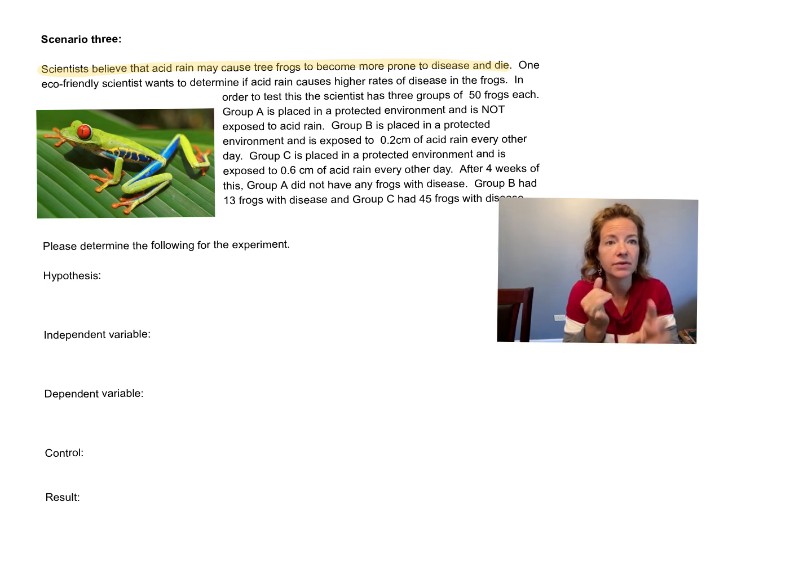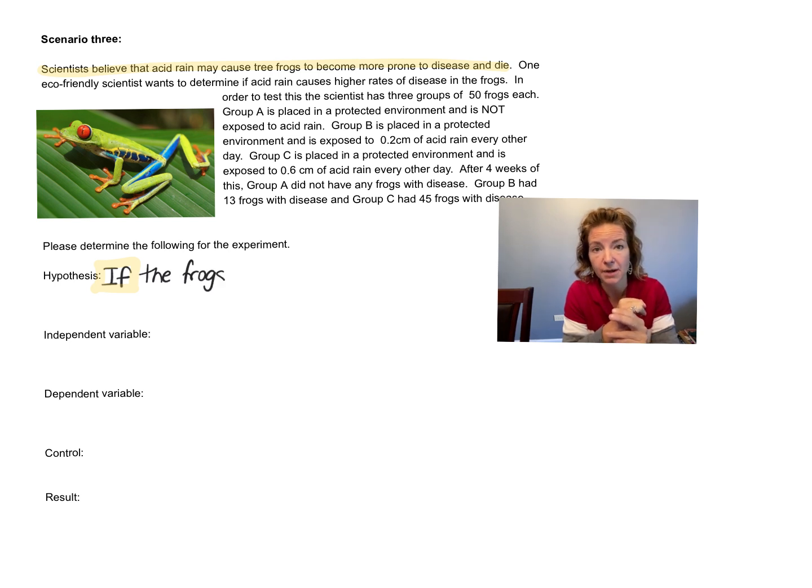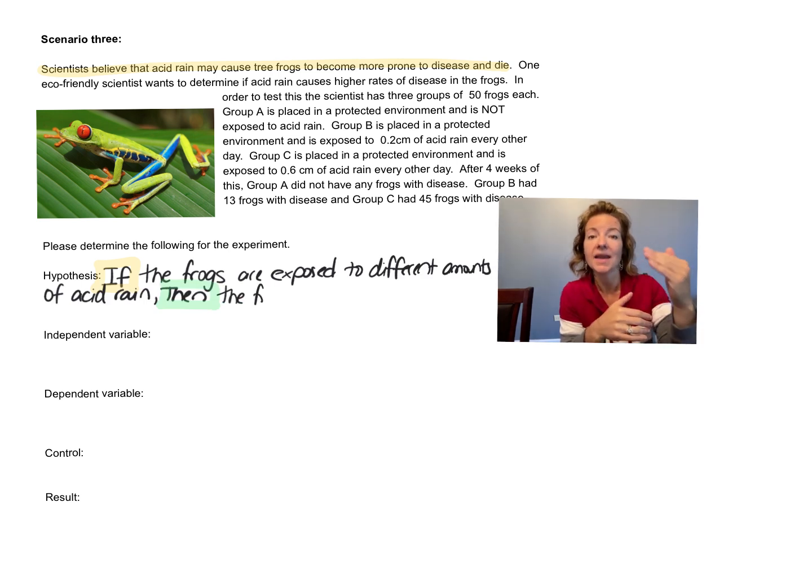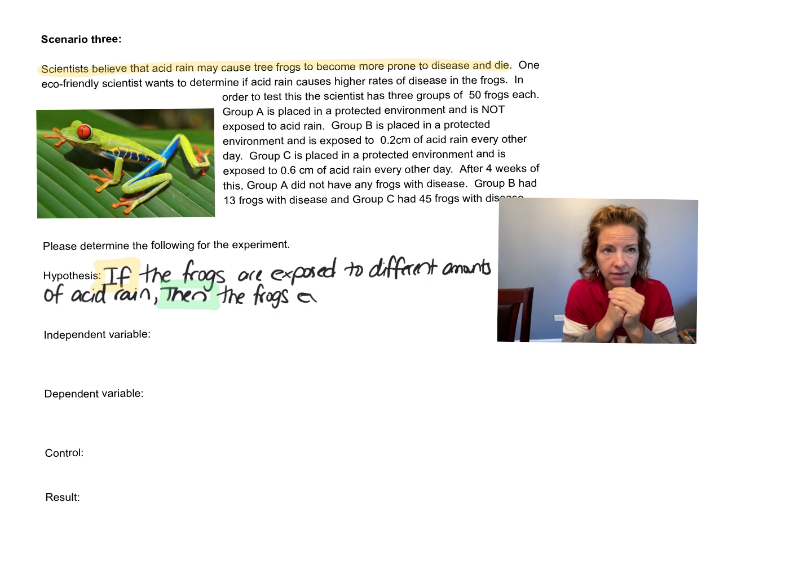So the hypothesis, the if part: what are you changing? We can see that we've got group A and group B and group C, and each of the groups is being exposed to different amounts of acid rain. So if the frogs are exposed to different amounts of acid rain, then what do I think is going to happen? Then the frogs exposed to the highest amount of acid rain are going to be more prone to disease and dying.